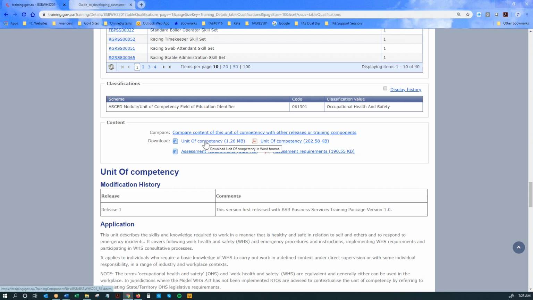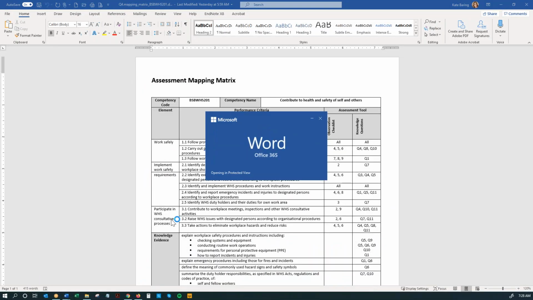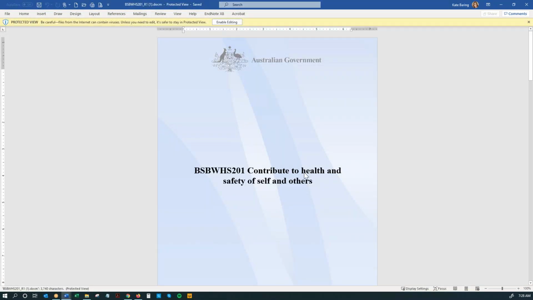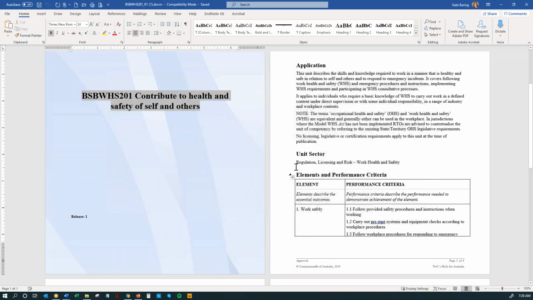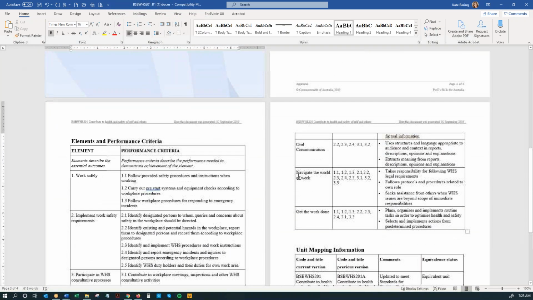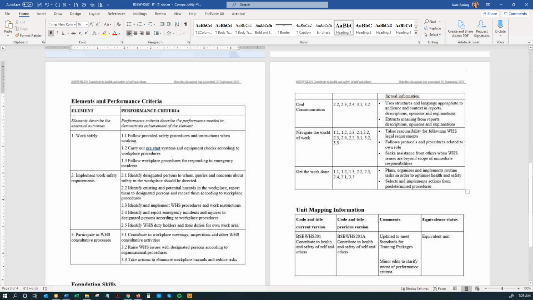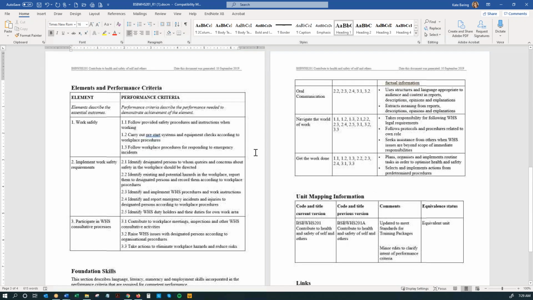Normally I would suggest downloading the Word version and then opening it up, and then you can either print it off and get your little highlighters, or you can do it electronically on the screen. Once you've got your unit of competency, and this is exactly what you just saw on the screen, if we have a look at our elements and performance criteria, the first step is to really unpack it to understand within the unit of competency what is a skill and what is a knowledge within each of our performance criteria.